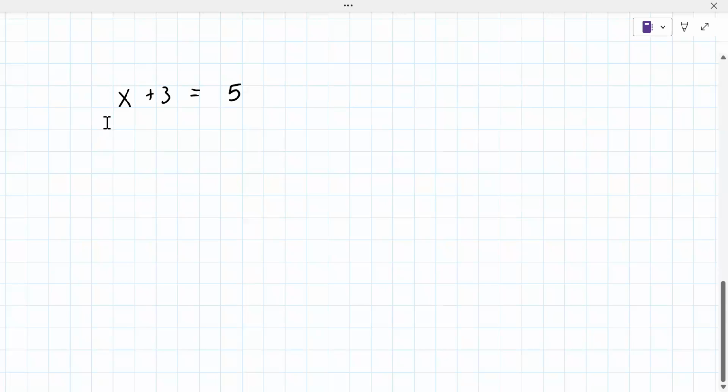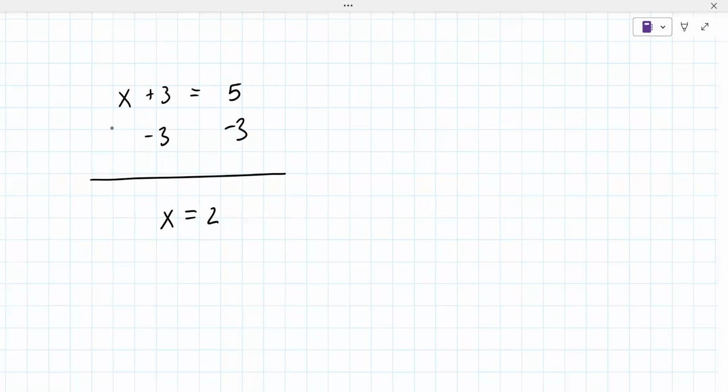Why are you subtracting by 3? Because 3 has an addition right there, so it needs to be negative, and it's on the side with the variable. You have to work on the side with the variable.